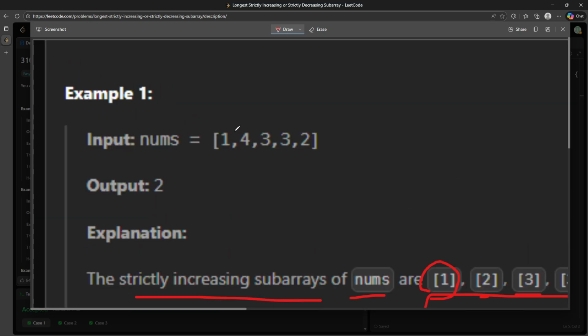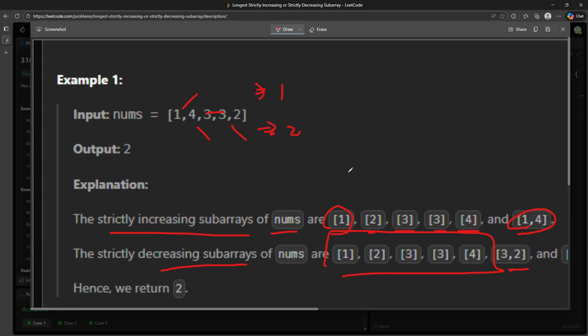This is going to be increasing from 1 to 4, increasing from 3 to 4, decreasing. 3 to 3 is the same. It's not increasing nor decreasing, right? So from 4 to 3 is decreasing. So the count for this is 2. The count for this is 1.